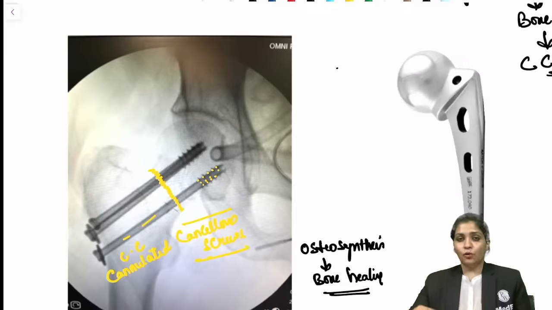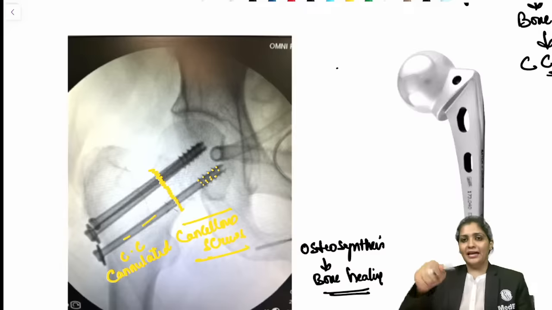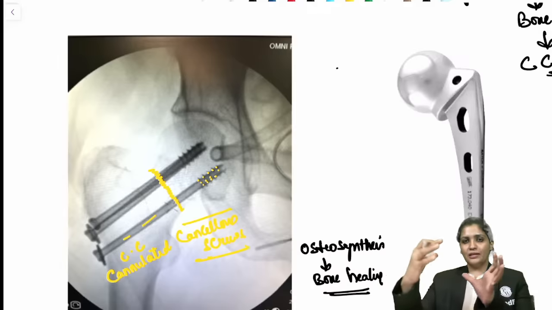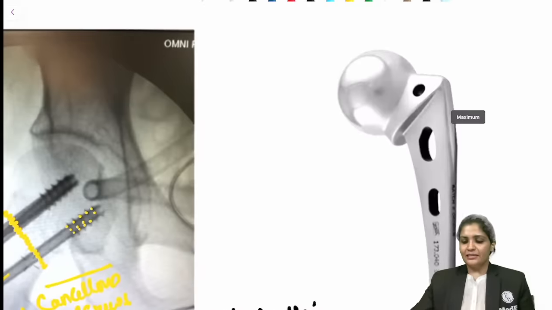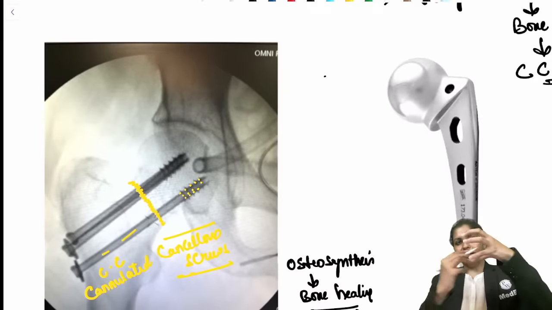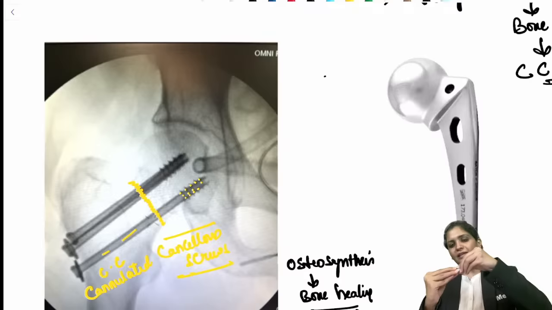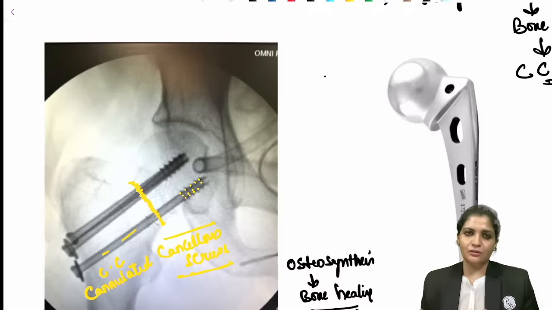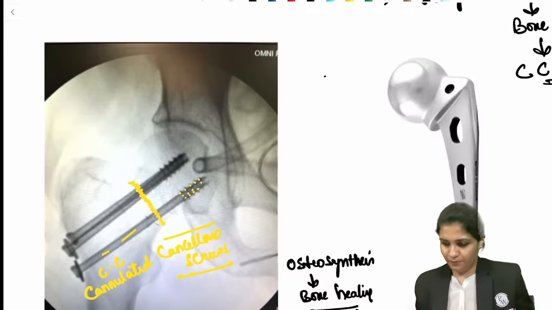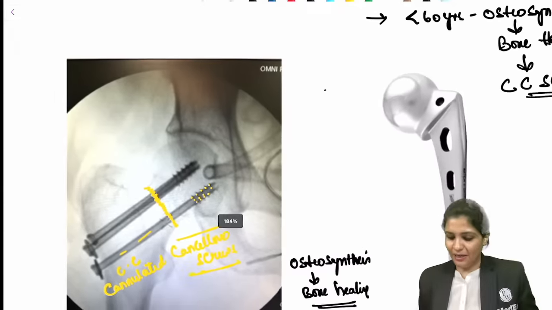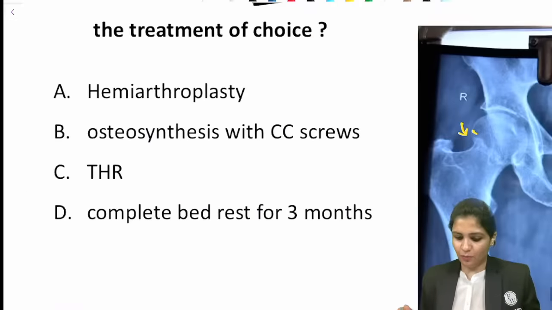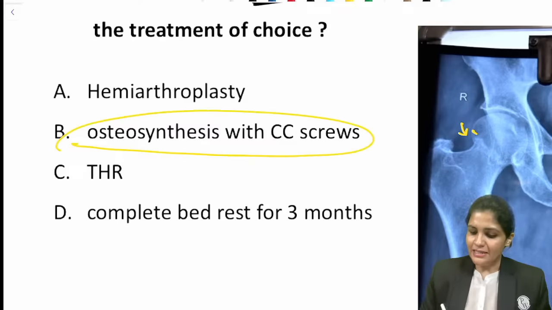Because this is more in diameter and this is less in diameter, as you tighten this, it will cause compression of the fracture. The threaded portion gets engaged into the femoral head, and as you tighten, it brings the femoral head towards the neck part, and the fracture gets compressed. This compression will cause healing of the bone, right? So this is osteosynthesis by CC screws. So the answer here would be osteosynthesis by CC screws.